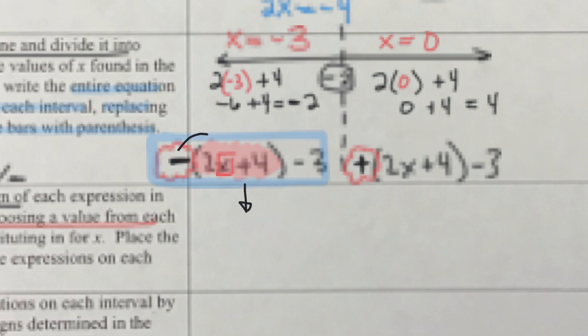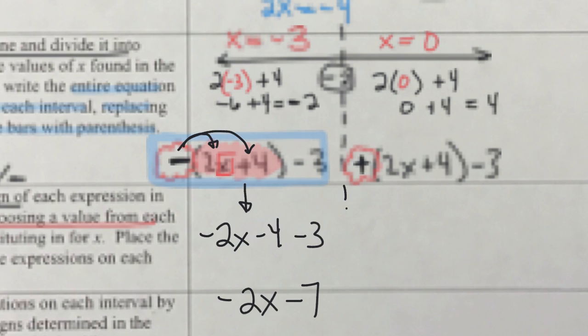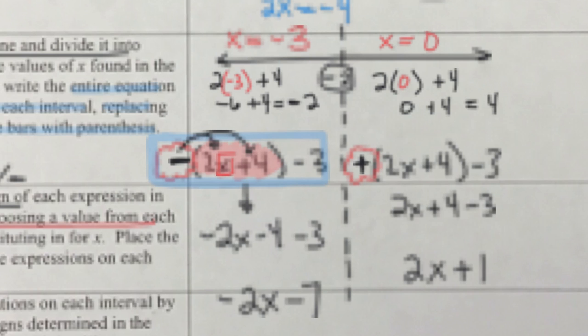Okay, so we're going to distribute the negative. Negative 2x minus 4 minus 3 gives me a negative 2x minus 7 equation. And likewise, over here, there's nothing to distribute, so just 2x plus 4 minus 3 comes out to be 2x plus 1 as my linear equation. Right?